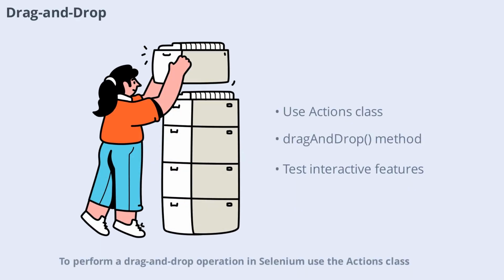To perform a drag-and-drop operation in Selenium, use the Actions class. Locate the source and target elements, then chain the dragAndDrop method followed by perform. This technique is widely used for testing interactive features like sortable lists or draggable widgets.